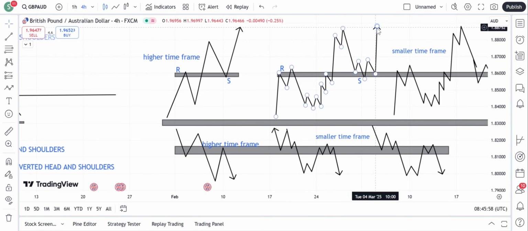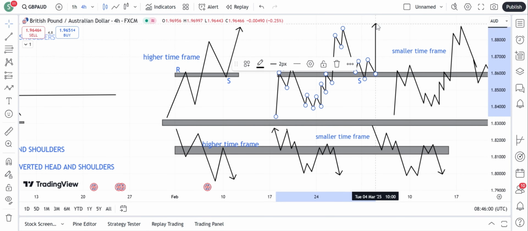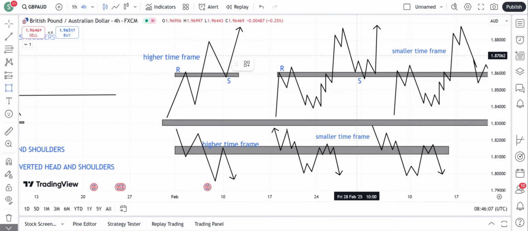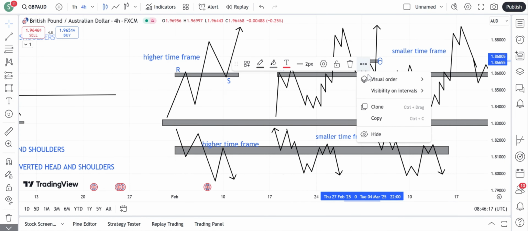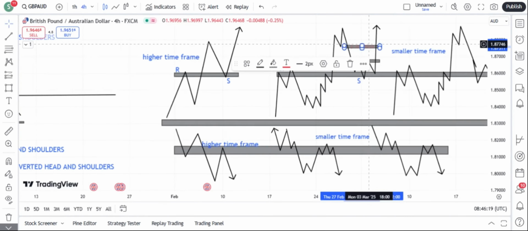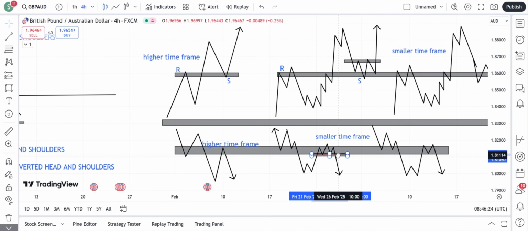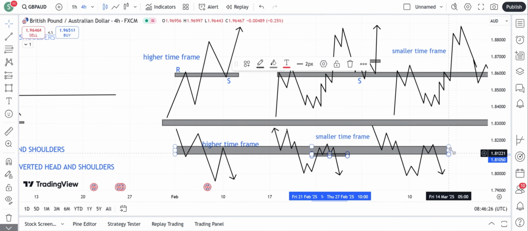We take a buy once price breaks the neckline. So once price breaks the neckline, that means the pattern has been formed. Also similar to this is the inverted head and shoulder. Once price breaks the neckline, the pattern has been formed also.